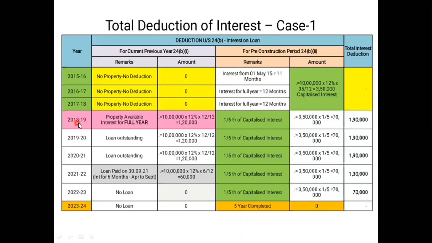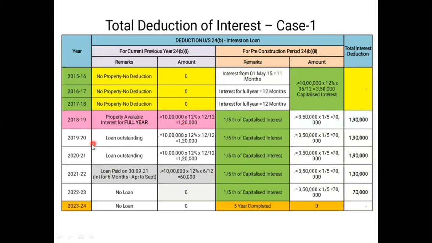Now in 2018-19, you will have to check whether the loan is still outstanding or not. As per case 1, the loan is repaid only on 30th September 2021, which means that during 2018-19, the loan is still outstanding. Therefore, you will take the loan amount, multiply it by the interest rate into 12 months. Because for 2018-19, that is from 1st April 2018 to 31st of March 2019, the loan is still outstanding. Therefore, calculate the interest for 12 months.